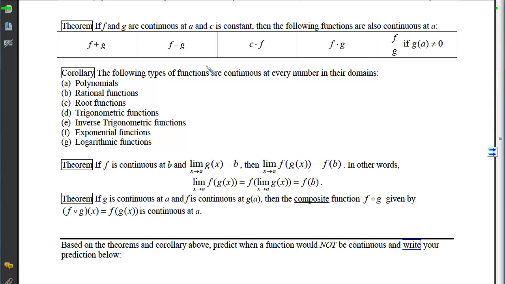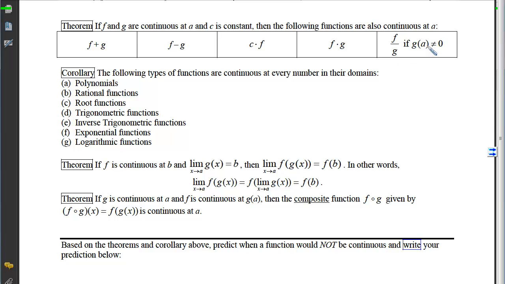And what's nice about this theorem is that it just reinforces what our gut instinct would tell us. If you have nice functions, then you can do operations with those nice functions without screwing anything up. So I could add functions, they'll still be continuous. I can subtract them, I can multiply them by a constant, multiply them together, or I can divide as long as I do not create domain problems.